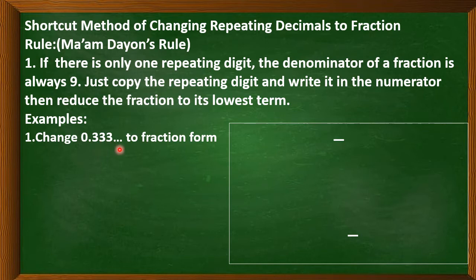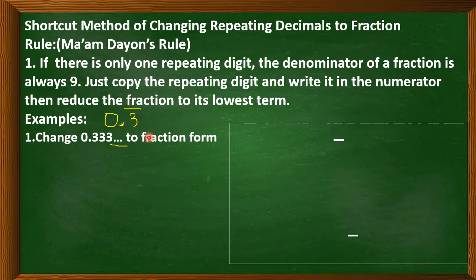0.333 repeating to fraction form. The 3 dots denote that this is repeating, and the 3 dots are called an ellipsis. This can also be written as 0.3, and we place a symbol at the top of the 3, and this symbol is what we call a vinculum. They are just the same.